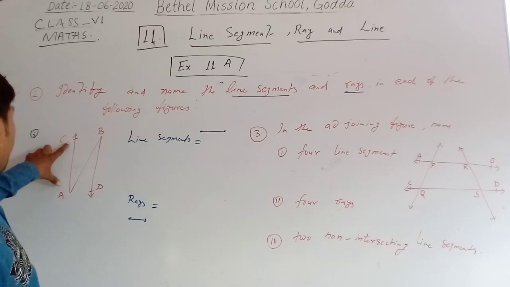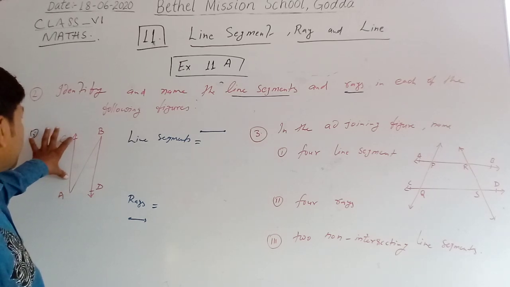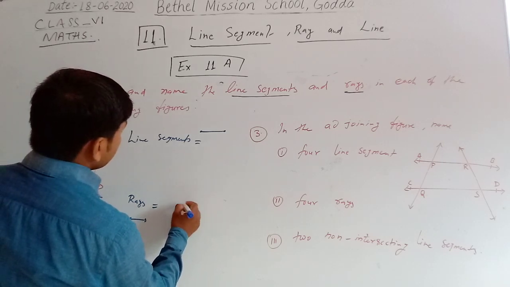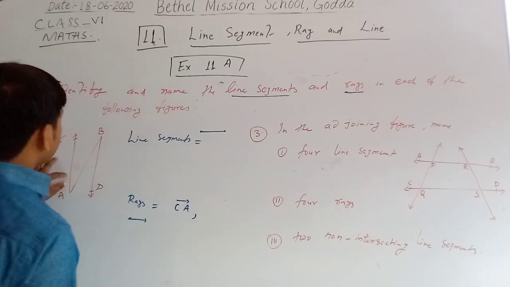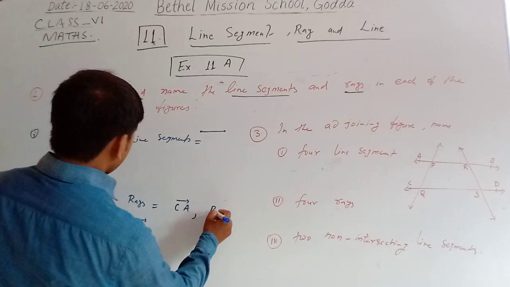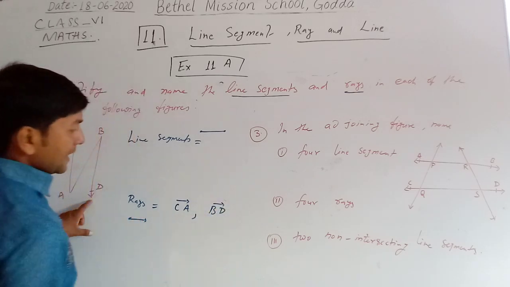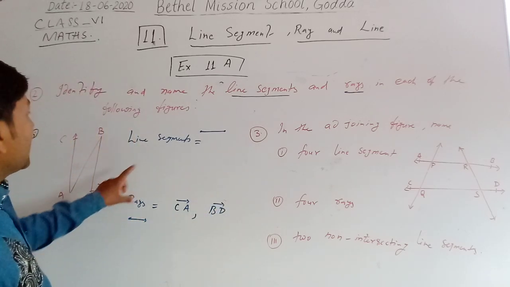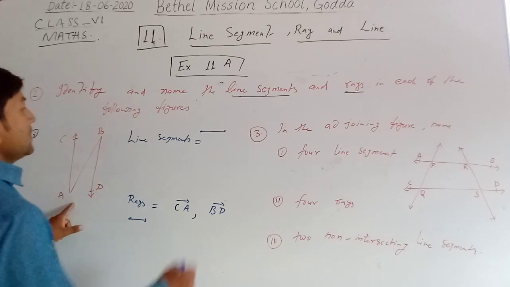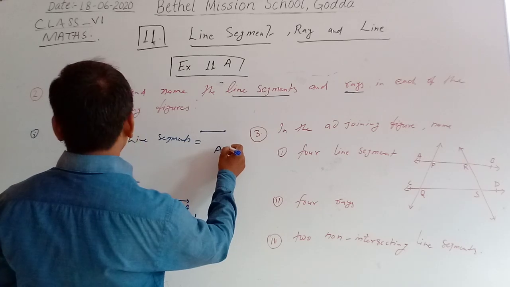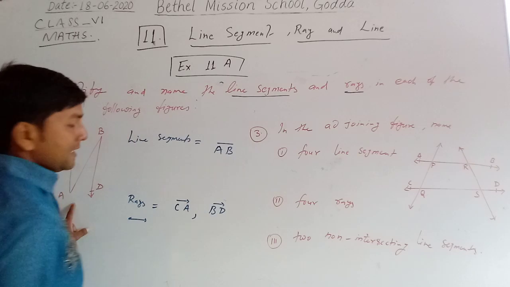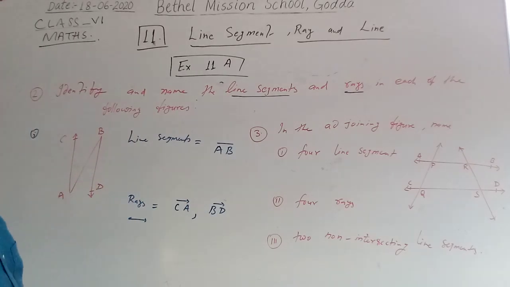So C and A, this is arrow symbol. So you can write ray is C and A is a ray, and another ray is B and D. B, this is arrow symbol. So B and D is rays. Okay, and now line segments, which one? This part only, B and A is line segment. B and A or AB is a line segment. Only one line segment here.